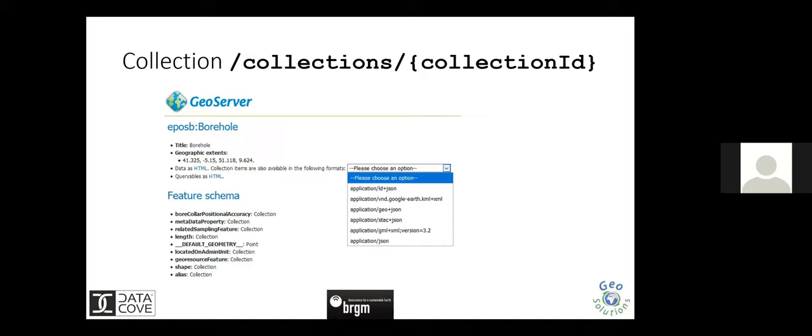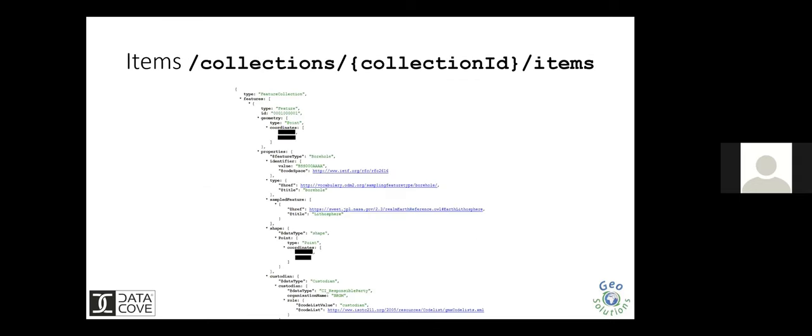Now going into an individual collection, here we've got the borehole itself. There you see the feature schema. So you see what attributes this feature type contains. And if you want to access it, you can use the pull down and specify what response format you want. So under the assumption we're selecting GeoJSON, we then get our nice page with our individual items. And that's basically what we can do.